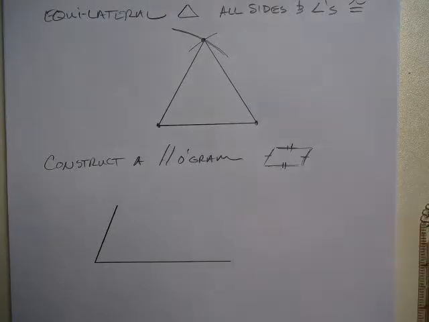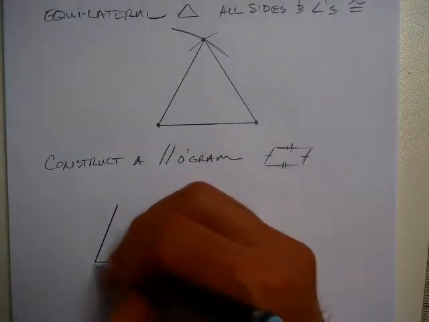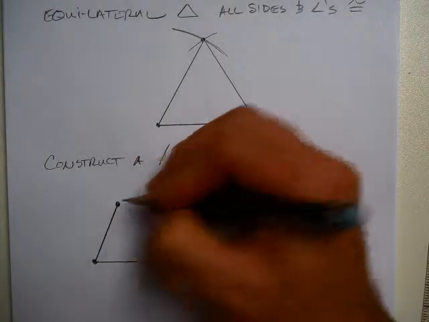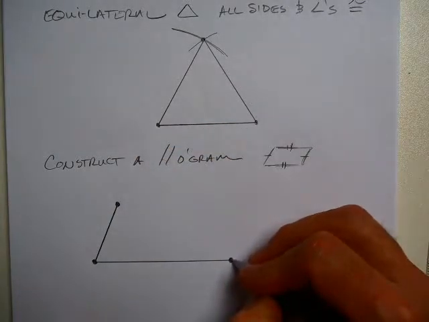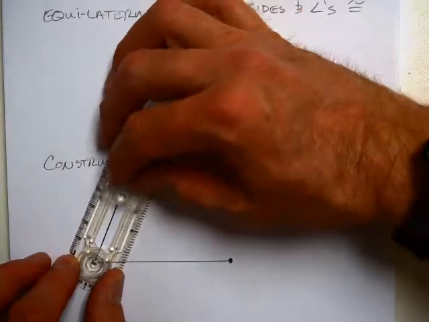So here's what I'm going to do. I'm going to start by measuring my short side. I'm going to go ahead and put my points in a little darker here. I think that's helpful. I'll put a point out here. So I'll make that two sides of my parallelogram. And I'm going to measure this length here.